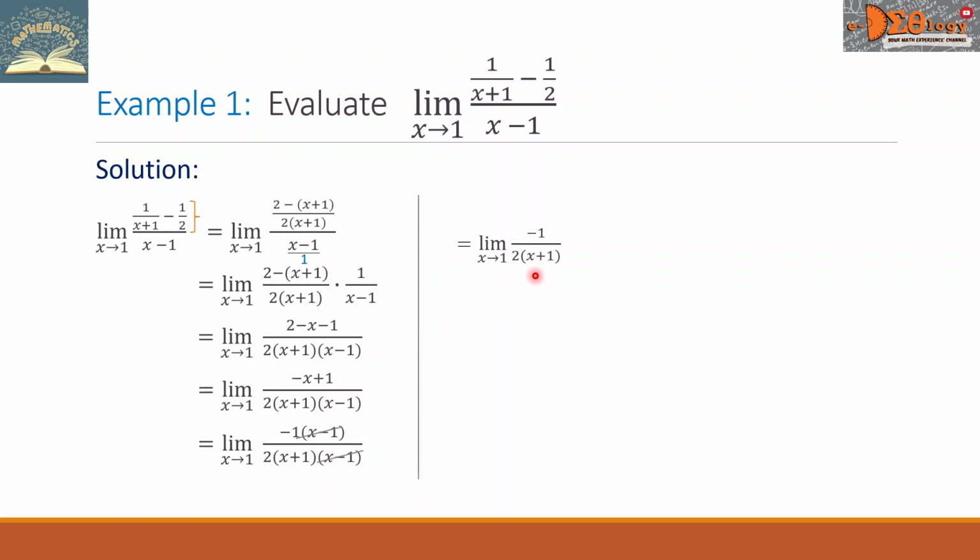That means we substitute this value 1 to the x. So our expression becomes negative 1 all over 2 times the quantity 1 plus 1. In the denominator, the 1 plus 1 becomes 2. We multiply 2 by 2, that will be 4. So the fraction is negative 1 over 4. And we can simplify this to be negative of 1 over 4.